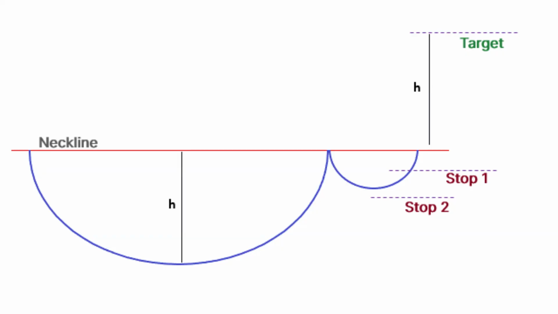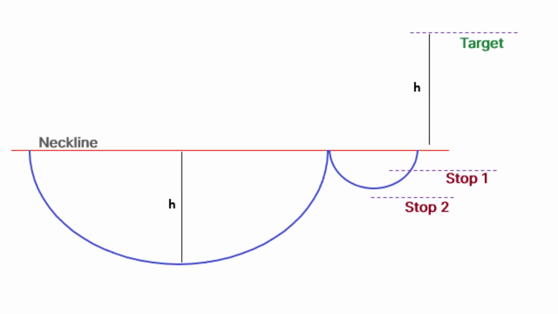So, how do we calculate the target? In a cup and handle pattern, figuring out the target is actually pretty simple. We measure the depth of the cup, that is, the distance between the top of the pattern and the bottom. Then, we add this distance to the level where the handle breaks out. That gives us the theoretical price target. In other words, the pattern is basically saying, this is how far I expect to go.